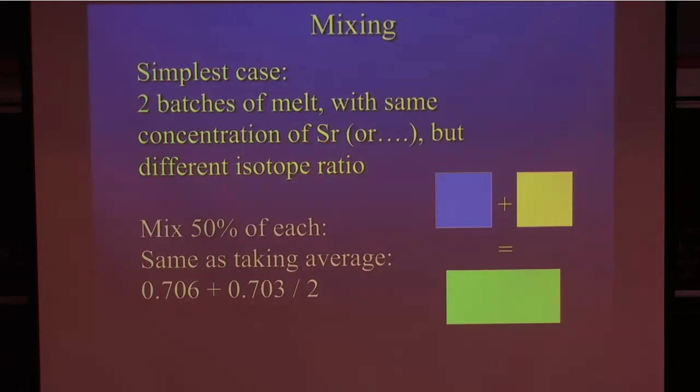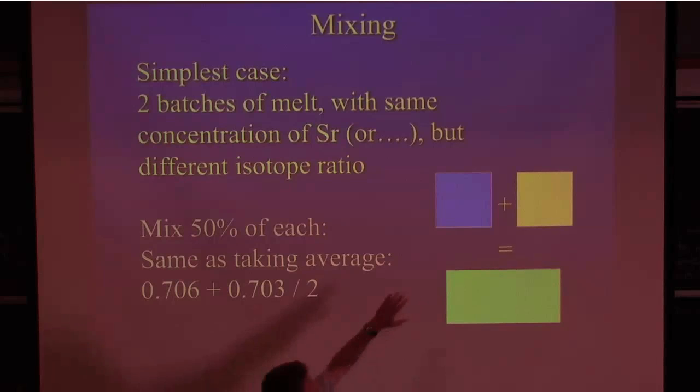So mixing. Simplest case. I have two batches of melt, same concentration. In this case, we'll do strontium. Same concentration of strontium, but different isotope compositions. So one is blue, one is yellow. We all know that makes green, right? Very simple. That's just the average.